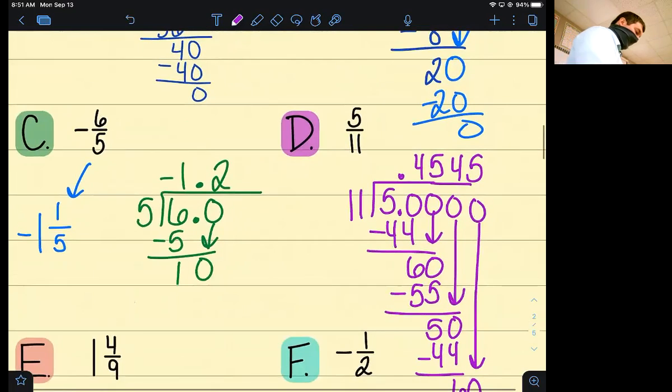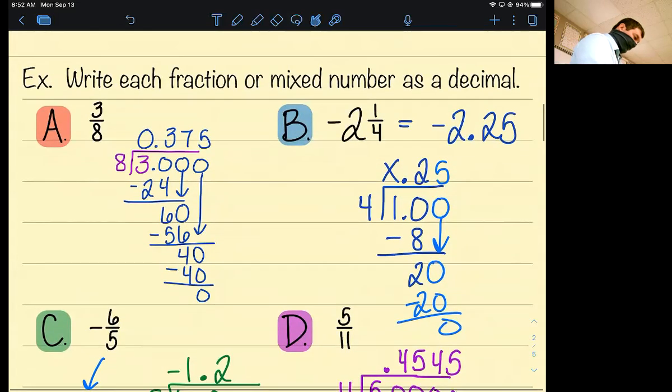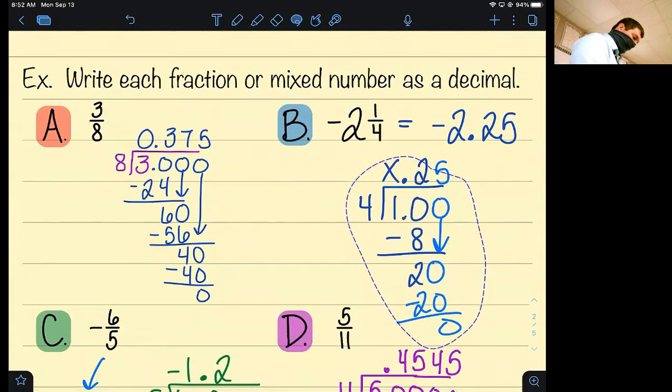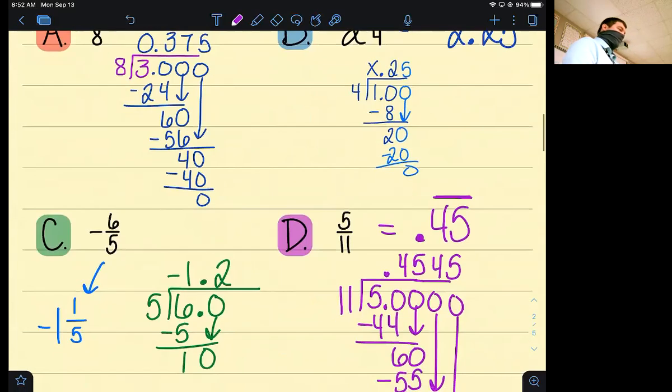What I can do is I can just write this as, let me shrink some stuff out of the way here. I can just write this as 0.45 repeating. And then instead of putting 2 repeating bars, I'm just going to put 1 long repeating bar over both the numbers that repeat. Feel free to put a 0 in front of the decimal point if you want to. Just don't put the repeating bar over the 0.